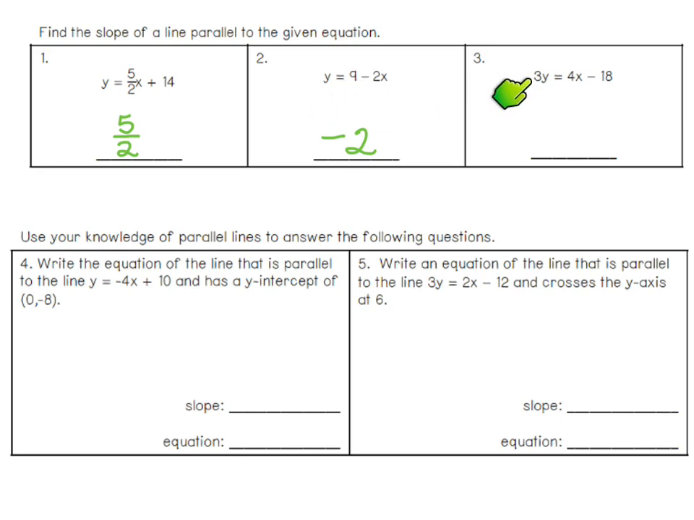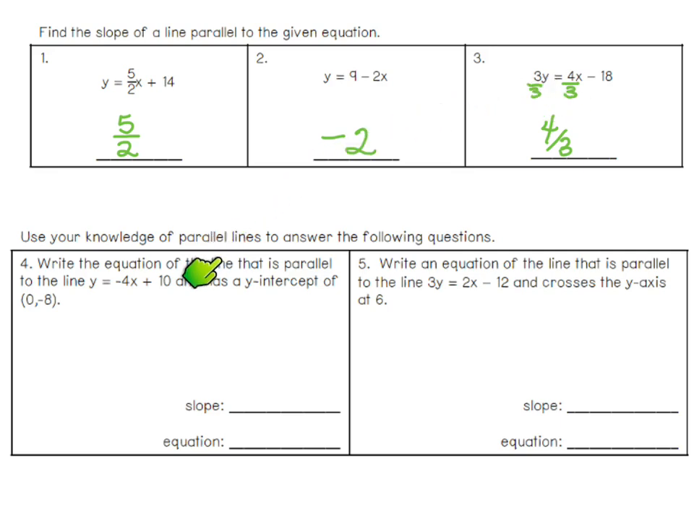This is the given line. This one we cannot tell the slope yet because it's not written in proper format. We have to move that 3 over to this side. Now I'm not really concerned about the 18, because that has nothing to do with slope. It's the coefficient of x. So stop there, and the slope of any line that is 4/3 will be parallel to this line right here.